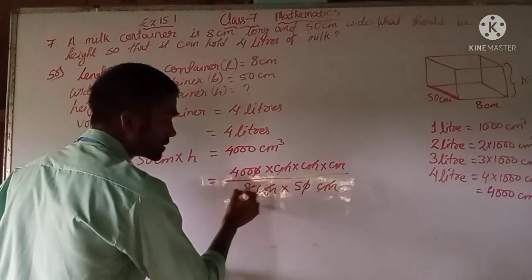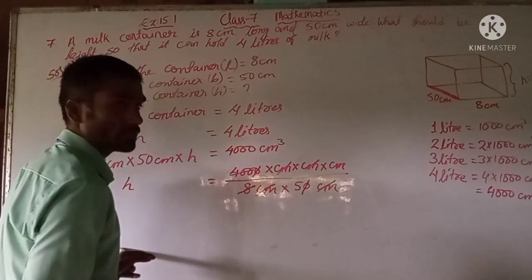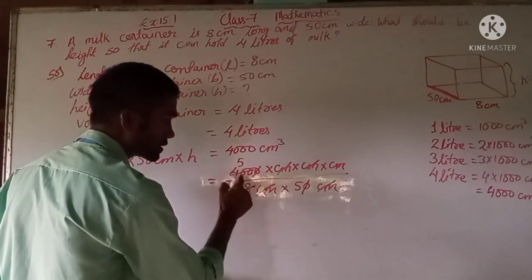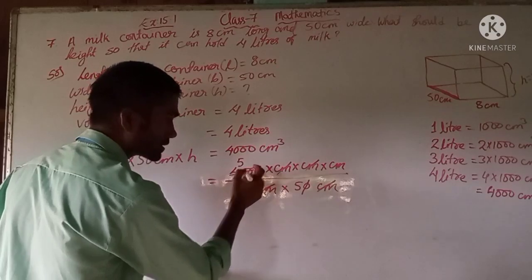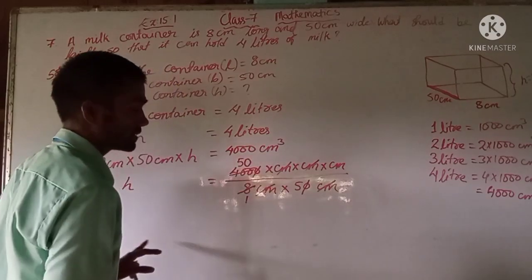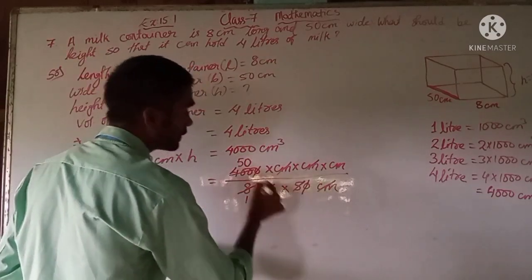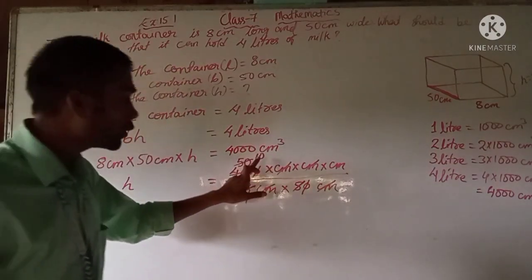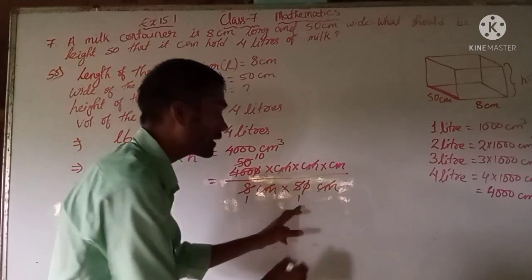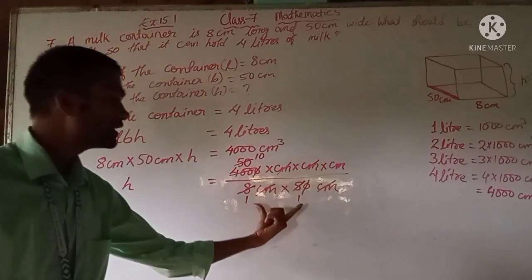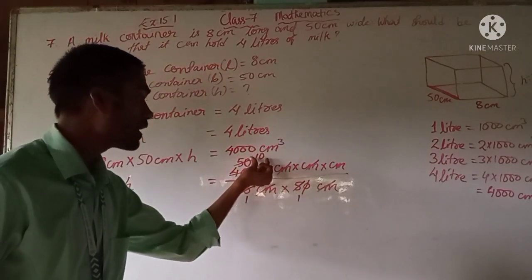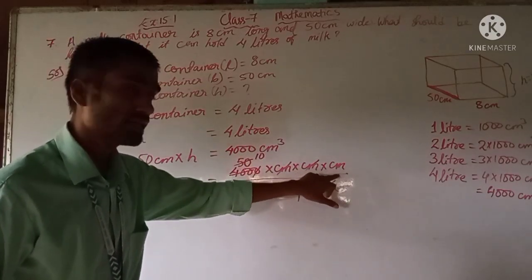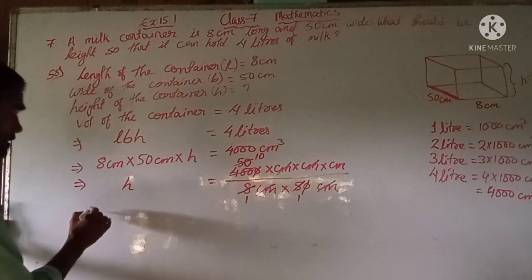Now 8 and 400 will cancel. 8 one time is 8, 8 five times is 40, and 1 zero is left, that zero we will write as it is. Now 5 ten times is 50. Now we got 1 into 1, 1 itself, so we'll leave that 1, and now upside what we are left with is 10 into centimeter, that will be equal to 10 centimeter.